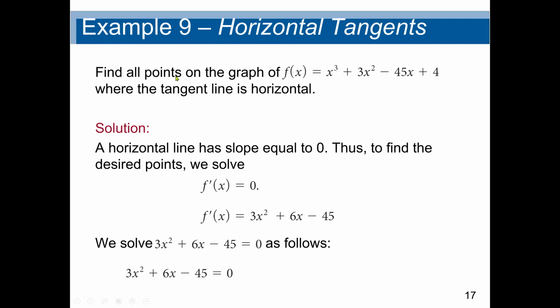So now, remember the question said we should find all the points on the graph. Now we know the derivative of the function. We are going to equate 3x squared plus 6x minus 45 equal to 0. Then we solve for x. This equation is a quadratic equation now. If you can factorize it, fine. If you cannot factorize it, then use the quadratic formula.